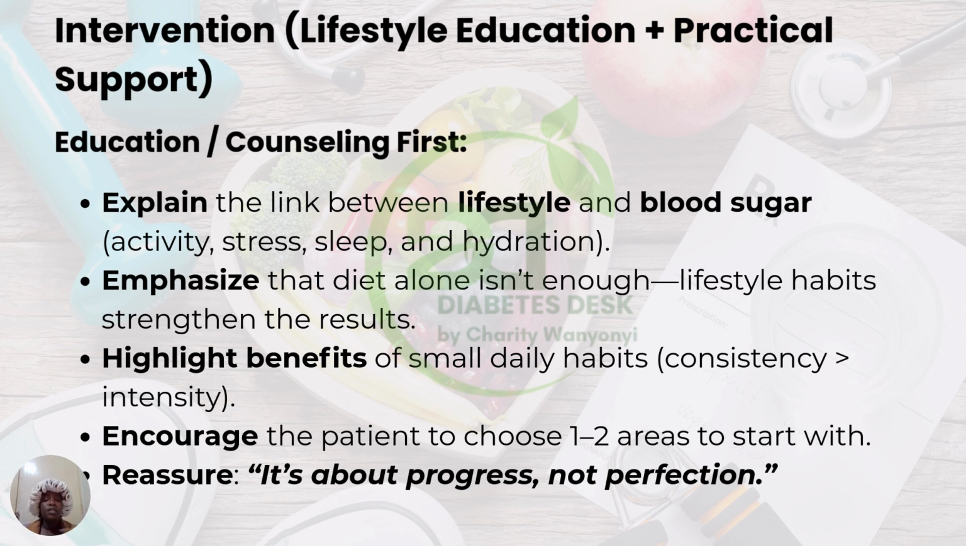Pick one habit or two habits from the nutrition and two habits from the lifestyle and start from there, and continue reassuring her during your follow-up. It's about progress and not perfection, because you're building a lifestyle, and lifestyles are built from 3 months of actively creating and following a habit.